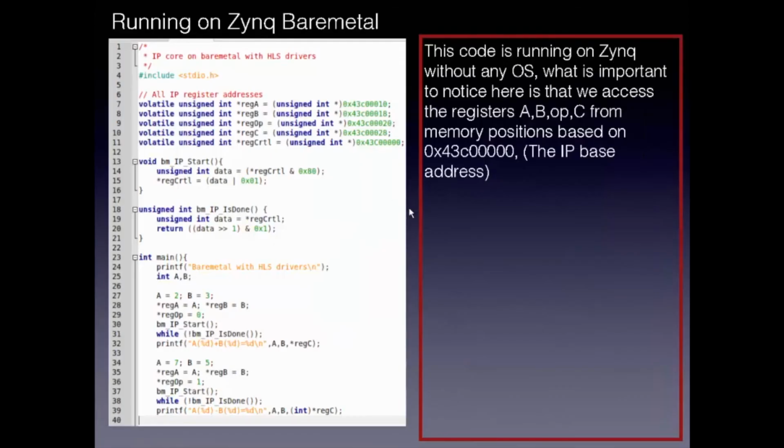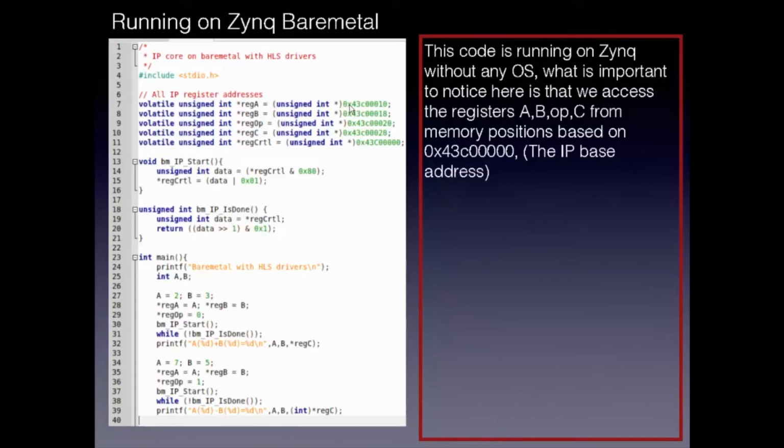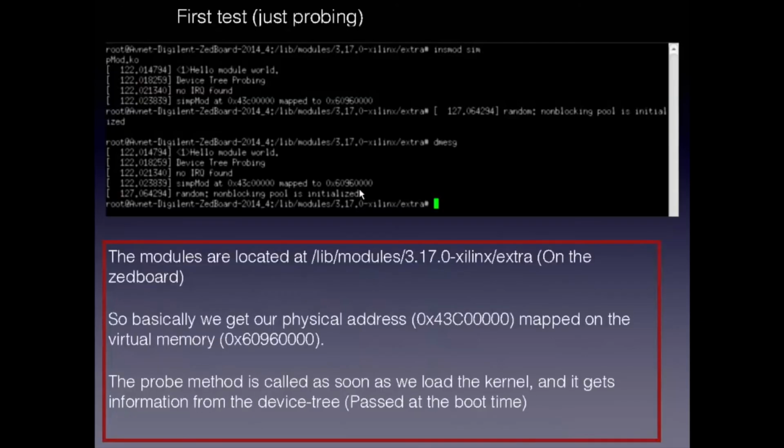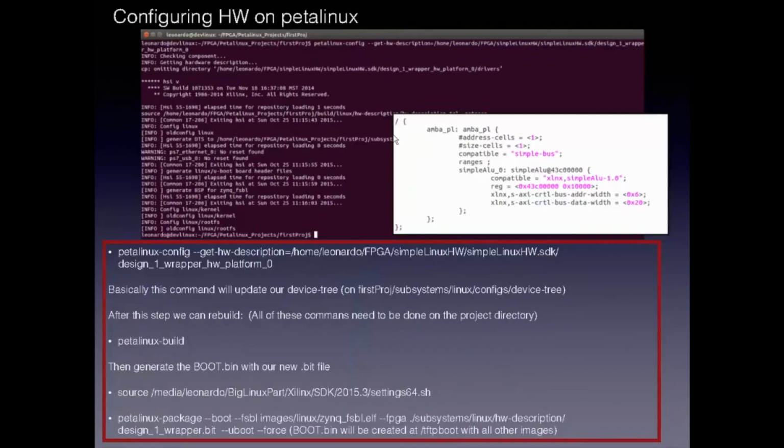Here is just to show how the bare metal version was done. If you remember, we just had some offsets related to our base address, but now they need to be related to this address here. So it will be like 0x6000010, or something like this.